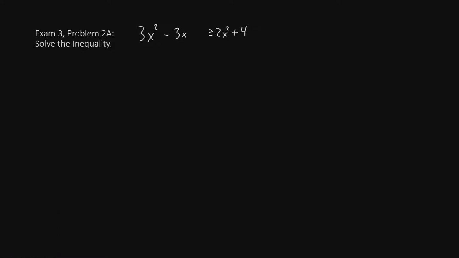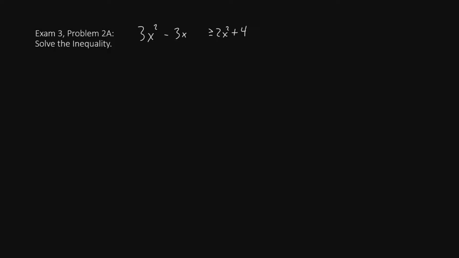Alright, welcome back once again to our review session. In this problem, we're going to be doing problem 2a from the exam 3 review, and we're going to solve this inequality. 3x squared minus 3x is greater than or equal to 2x squared plus 4.